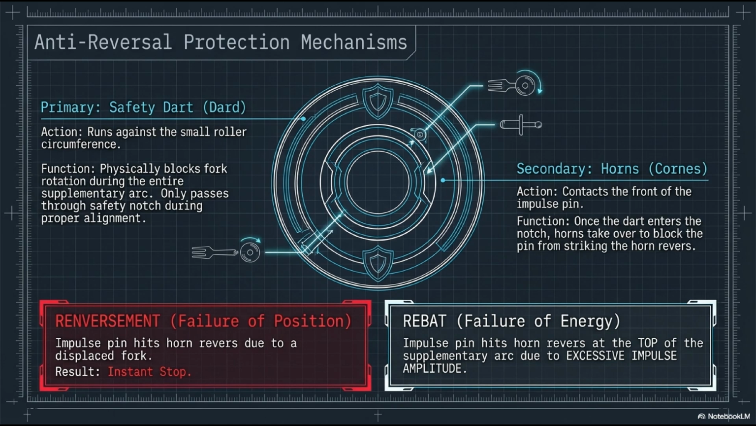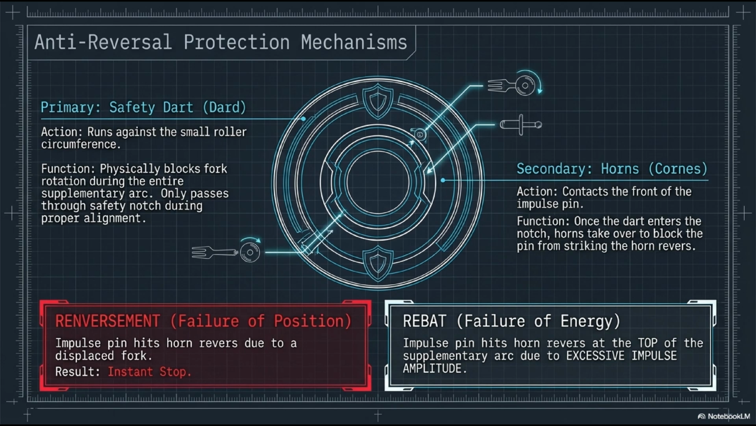Secondary protection, the guard horns, the cornes. Even if an unusual shock carries the dart into the notch at the wrong moment, the horns provide a second line of defense. Before the impulse pin can reach the horn revers, the front face of the pin contacts the inner face of the horn, stopping the fork with a less damaging contact geometry.